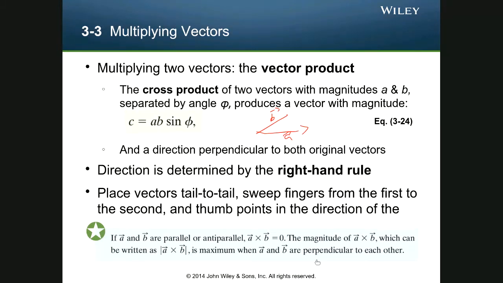Can you all see this? A and B, the two vectors. So all you do to do the right-hand rule is you lay your hand flat on A, and you curl your hand towards B, and you stick your thumb out. All right? And you'll notice that A cross B gives me a vector that's pointing out of the paper.